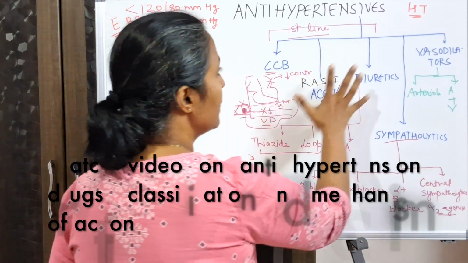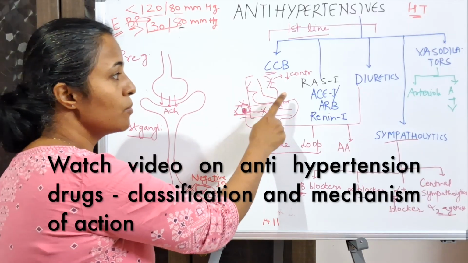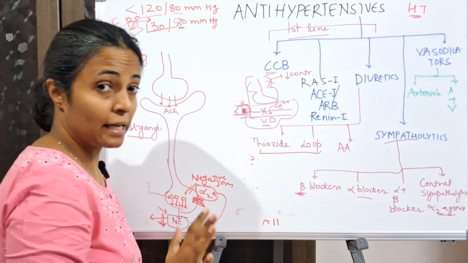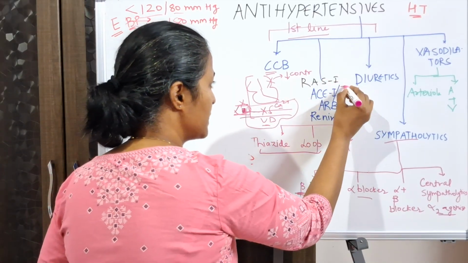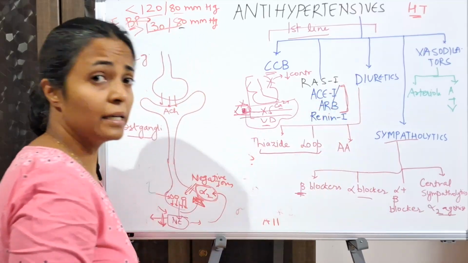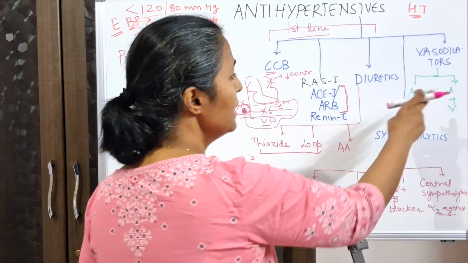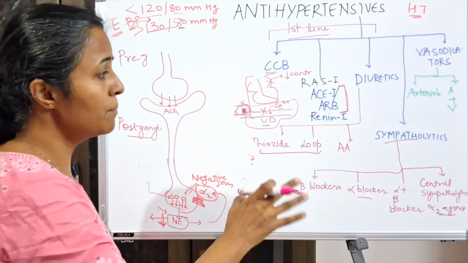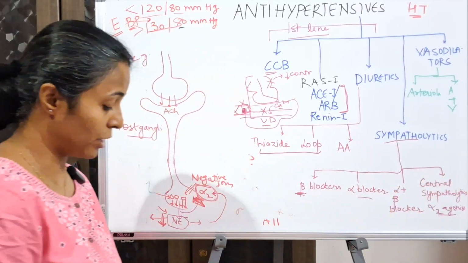So these are the 5 different classes of antihypertensives: calcium channel blockers, RAS inhibitors, diuretics. These are the first line drugs. In RAS inhibitors, these are the first line drugs: ACE inhibitors and angiotensin receptor blockers, not renin inhibitors. Then we have sympatholytics and vasodilators. In sympatholytics, we have beta blocker, alpha plus beta blocker, and central sympatholytics.